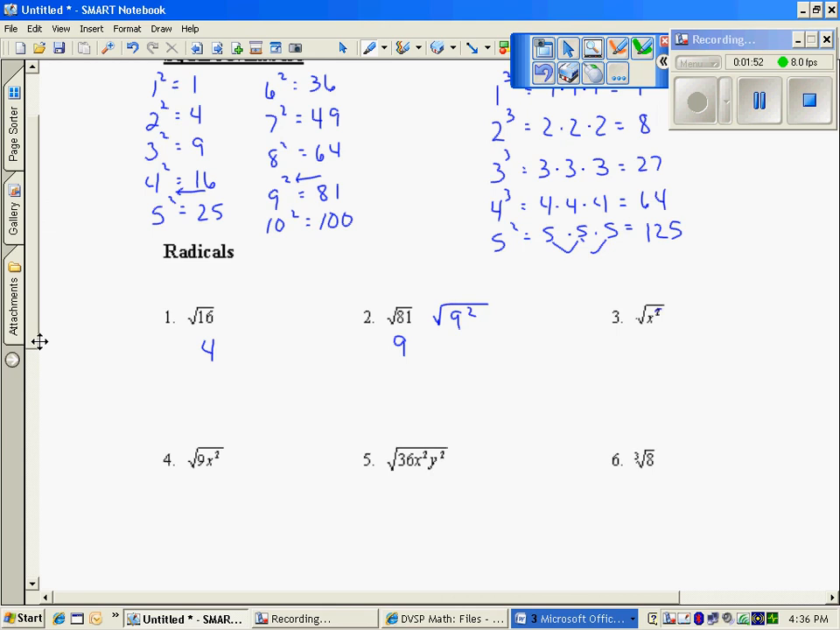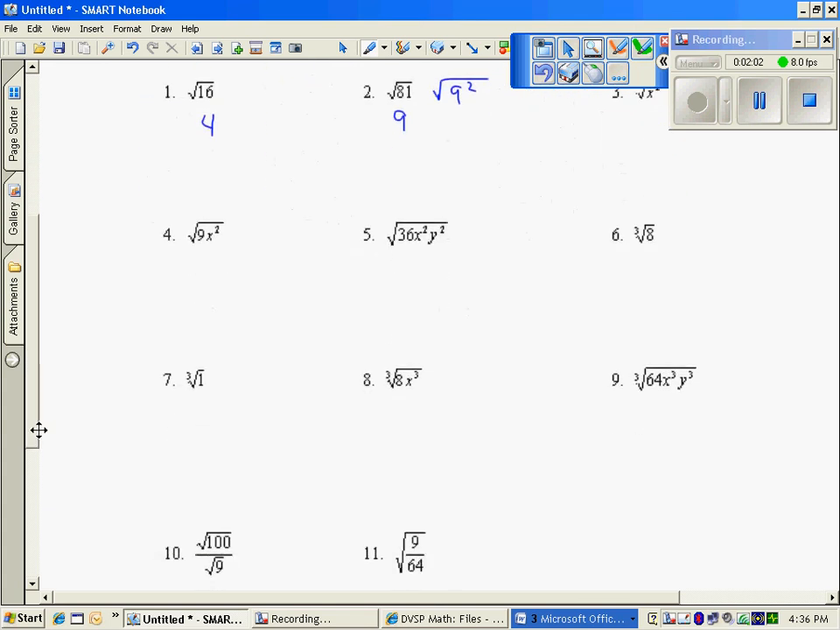So again we're undoing that power of 2, and so when those powers of 2 undo each other, I get a single x. Here when I have 9x squared, I'm really essentially looking at the 9 times the x squared separately. The square root of 9 is 3. A square and a square root cancel each other, and I'm just left with 3x.